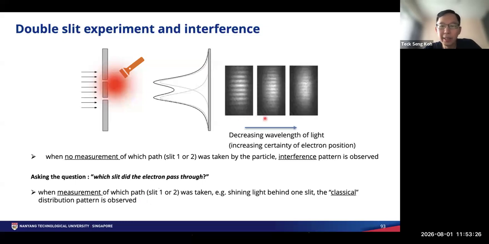And when you decrease the wavelength of light, you're getting more and more smeared out, right? Then I think it's increasing the uncertainty. Oh, I'm sorry, this is correct. Sorry, you're increasing the certainty by decreasing the wavelength. Then you get more and more of a classical pattern.